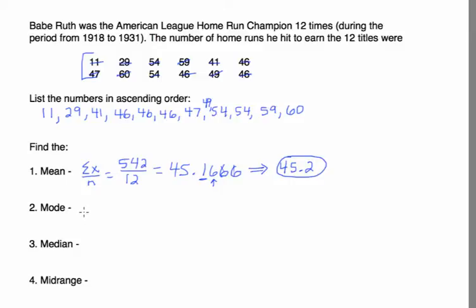Mode means most often. My most often data value is 46. The median is my middle number, so I just count in from either side. It looks like I have two middle numbers, 46 and 47. So when that happens, you add them and divide by 2.